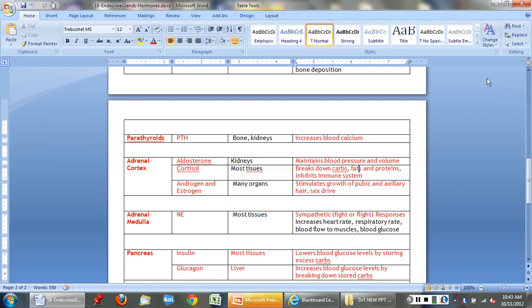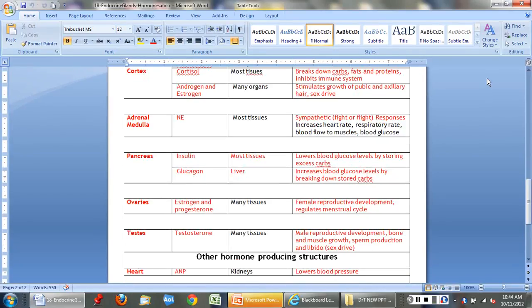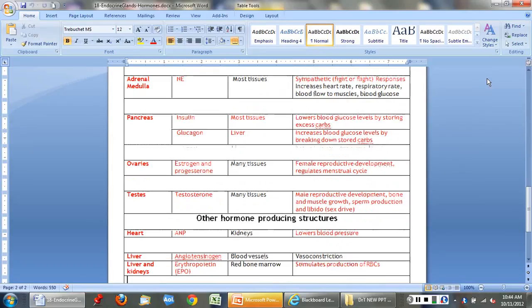And then this one, I didn't want to, well, we'll come back to this on Tuesday. Androgen and estrogen.